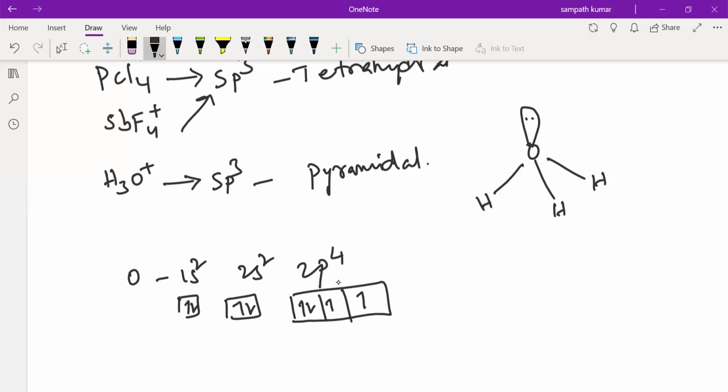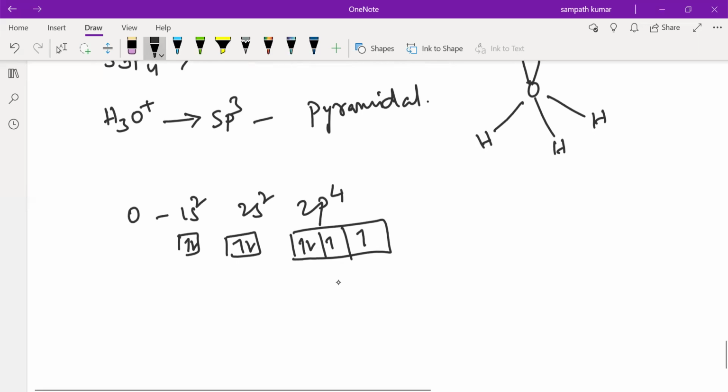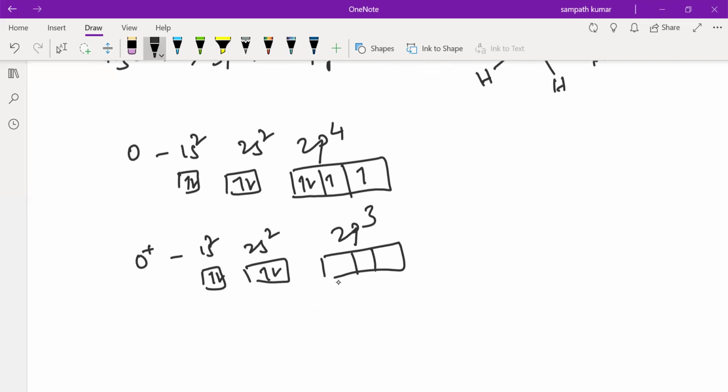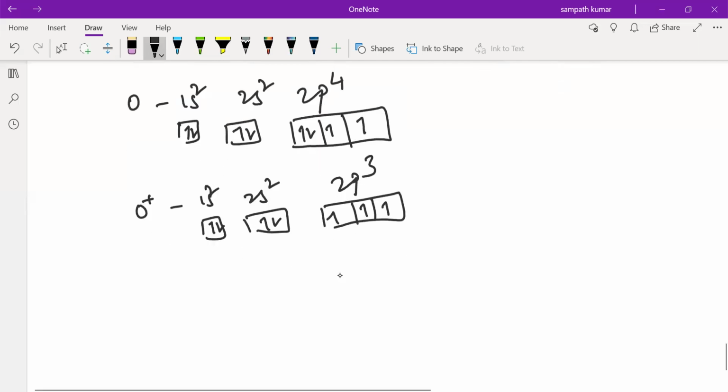4 electrons are present here, and this molecule is in an excited state. This is O plus, which means oxygen loses 1 electron. O plus means 1s2, 2s2, 2p3. This is the loss of an electron. This is a lone pair of electrons, and these 3 unpaired electrons form 3 bonds with the hydrogen atoms.